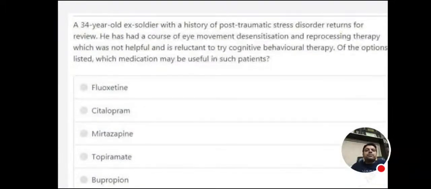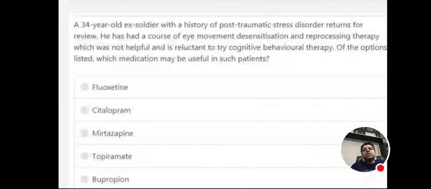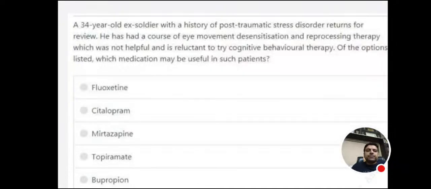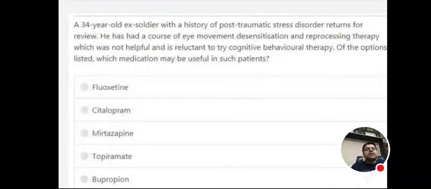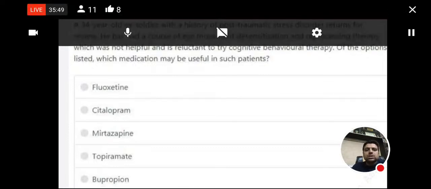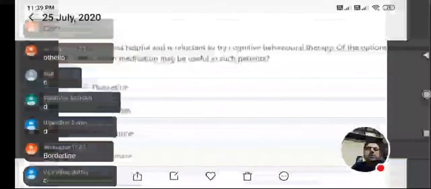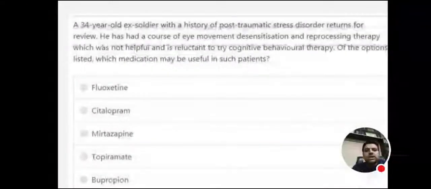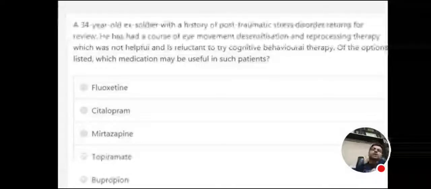A 34-year-old ex-soldier with a history of post-traumatic stress disorder returns for review. He has had a course of eye movement desensitization and reprocessing therapy, which was not helpful, and is reluctant to try cognitive behavior therapy. Of the options listed, which medication may be useful in such a patient where cognitive behavior therapy is not working? So which medication are you going to use? All options are in front of you. Try to answer. Okay, I give you 30 seconds more. So guys, what is the best answer here?